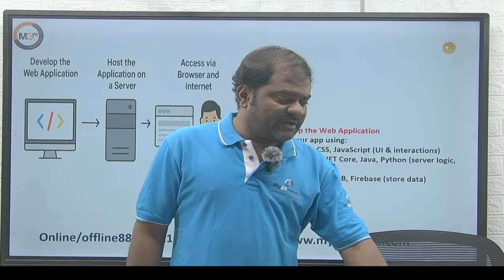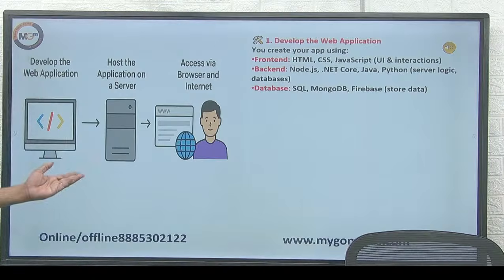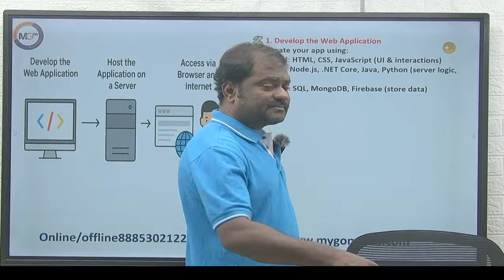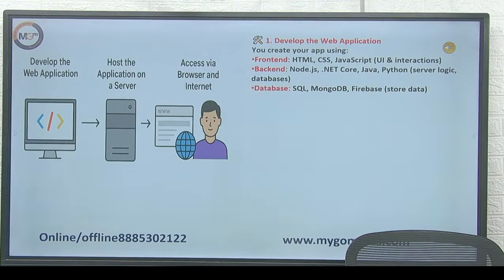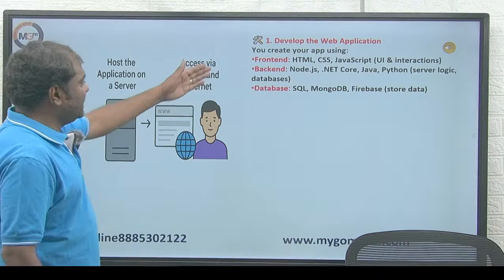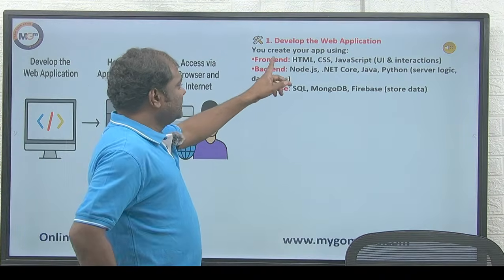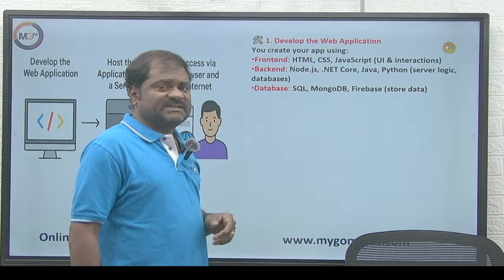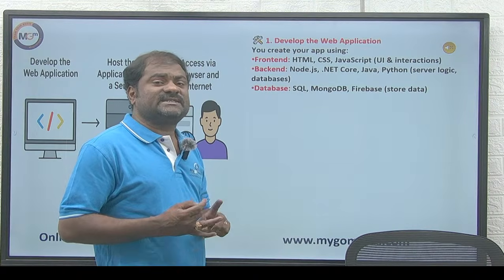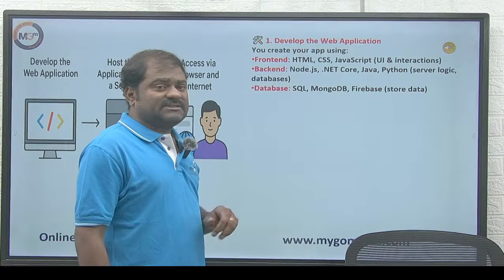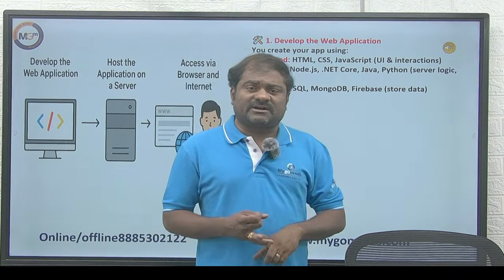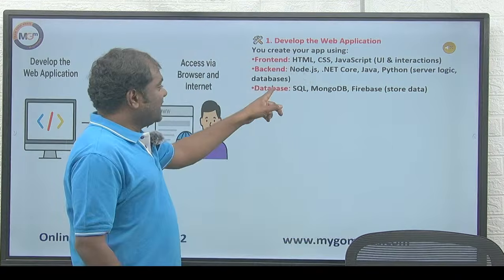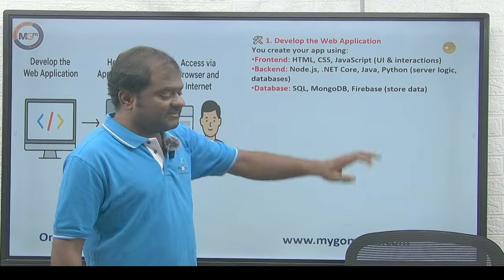What are the steps we need to follow here? Step number 1. First, we need to develop the application. So how to develop the application? What type of applications? Web applications. If you want to develop that type of web applications, you can develop by using front end, backend and database. You must have the knowledge of front end. Front end technologies are HTML, JavaScript and CSS. Front end frameworks are React.js, Angular or Vue.js. And you must have the knowledge of backend. Backend means either Java or .NET or Python or Node.js. Database is also required. So the first step is to develop the web application.